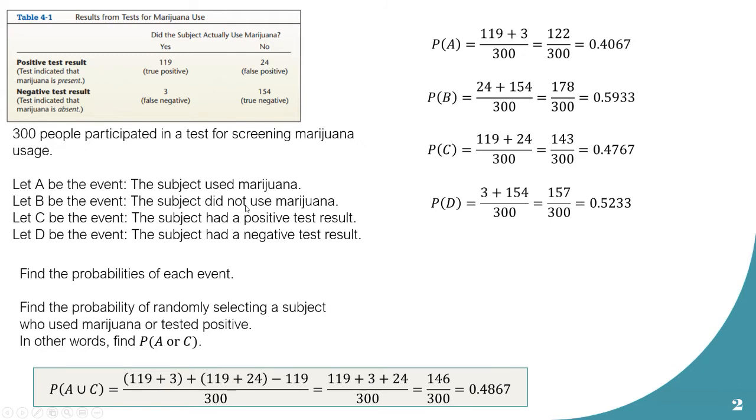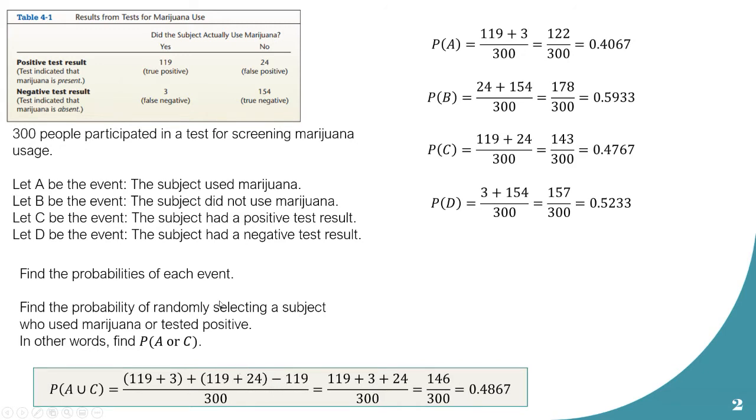So let's look at this. We need to get the people who used marijuana or who tested positive. So the people who used marijuana are these 122 here. And the people who tested positive are these 119 plus 24. That's what gives us what? 119 plus 24, 143. But what happens here is that we have counted these 119 people twice, so we have to subtract 119. So this is very important.